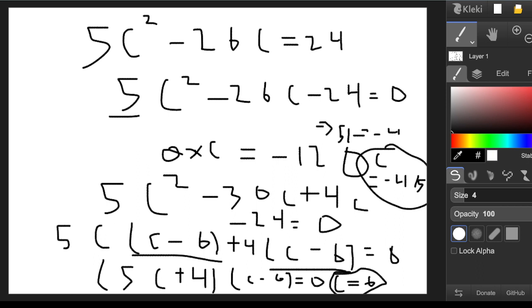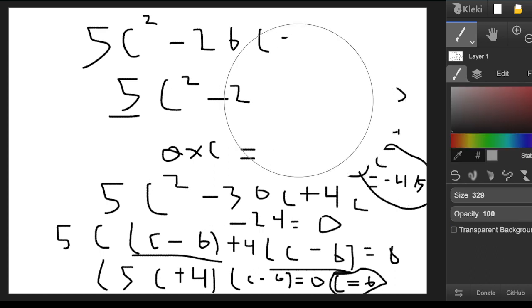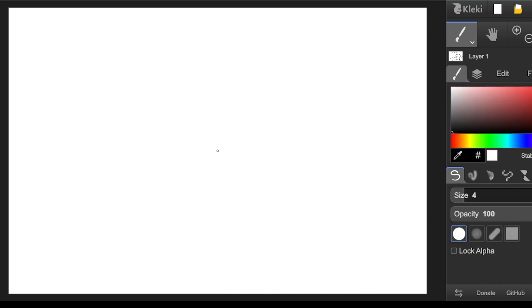Alright. Got that? I'm going to erase this now. Well, goodbye. Alright, let's try this problem out now, which isn't too bad, honestly. If you can do this problem, then you should be fine with this factoring stuff.